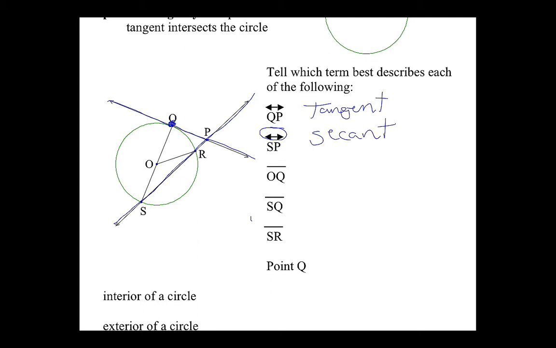Now on the next one, I'm looking for segment OQ, so it has to go from point O to point Q. Since O is the center of the circle, I'm going from the center of the circle to a point on the circle. That's the definition of a radius.